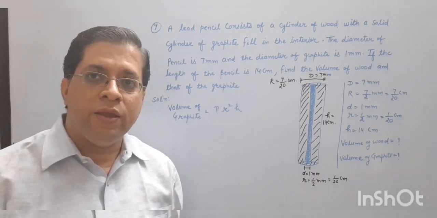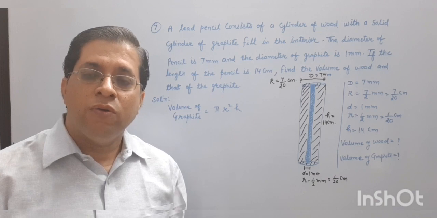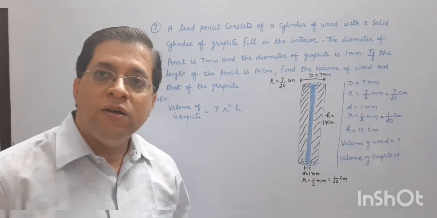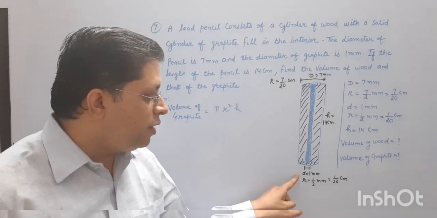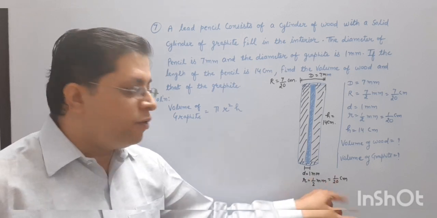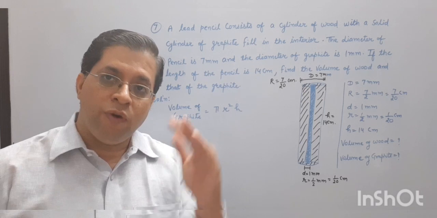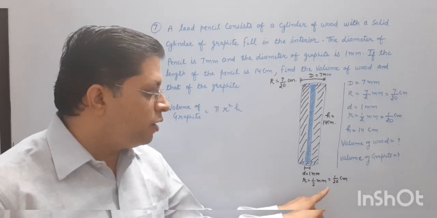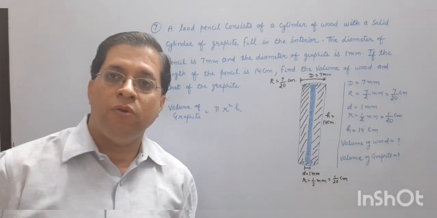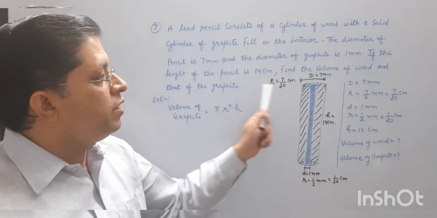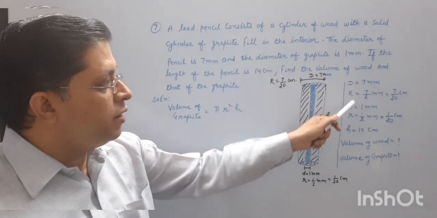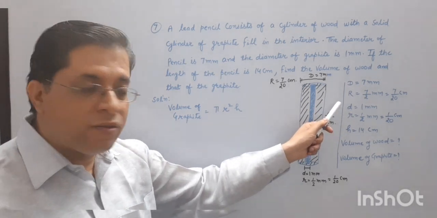First of all, we are trying to get what? Volume of graphite, because graphite is also just like a cylinder. Its diameter is given to you as 1 millimeter, then the radius will be what? 1 upon 2 millimeter. And to convert, 1 millimeter is 1 upon 10 centimeter. So you can convert 1 upon 2 into 1 upon 10. This will be 1 upon 20 centimeter. Whatever is given, like the diameter of the pencil is given to you, you can get the radius. Similarly, the diameter of graphite is given to you.